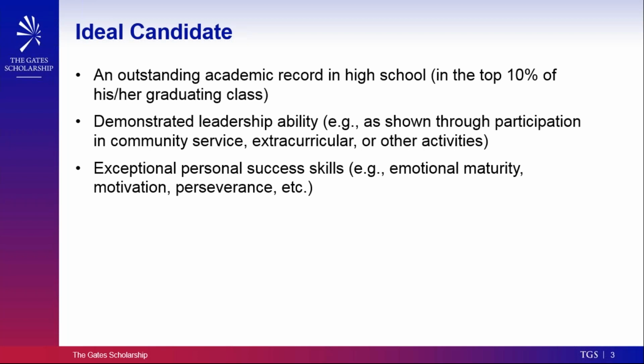So the first bullet point, an outstanding academic record in high school. So we give some guidance there. We say in top 10% of his or her graduating class. But to be fair, we understand that depending on the school size, depending on the school that a student attends, this number doesn't necessarily capture all the top students in a particular school. There are some charter schools that have 100, 120 students per class. So the student who is number 13 may be outside of the top 10%, but still potentially competitive.